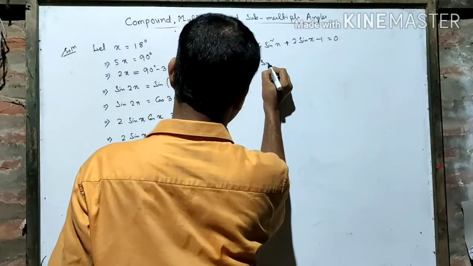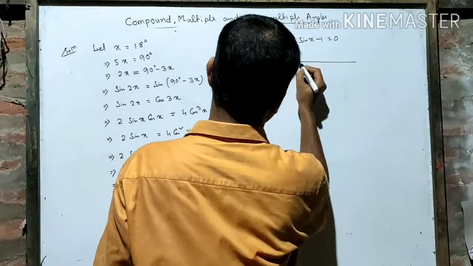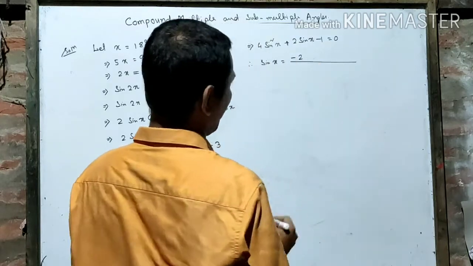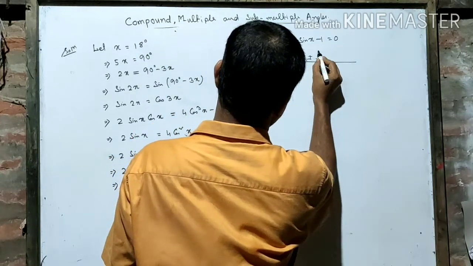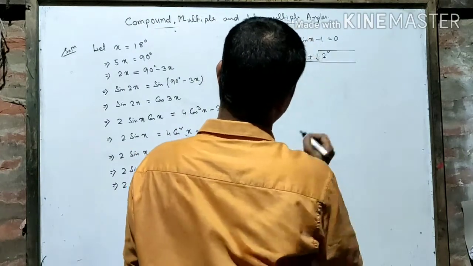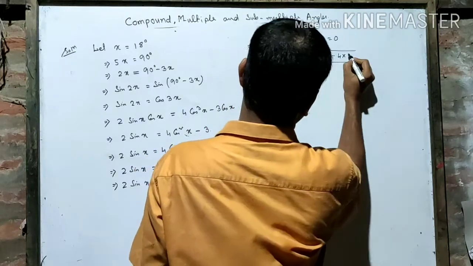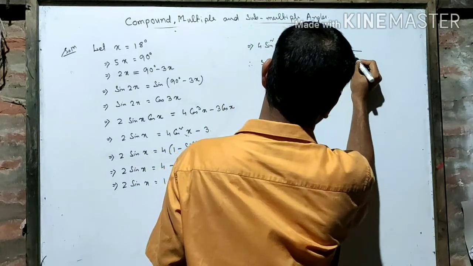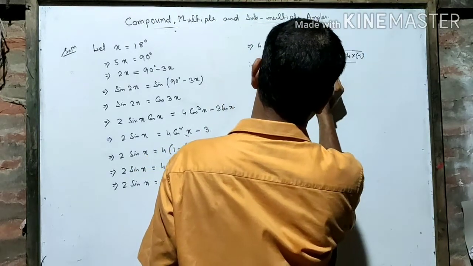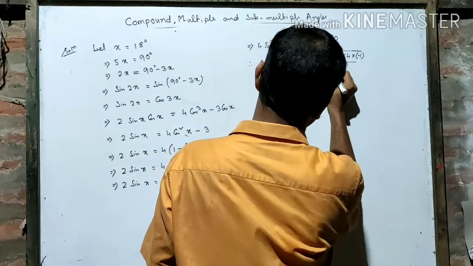Therefore, sine x equal to minus b. What is b? B is 2. Minus b plus minus under root b square. What is b again? B is 2. Minus 4 into a. What is a? A means 4 into c. C means what? Minus 1. Divided by twice a. A means what? A means 4.